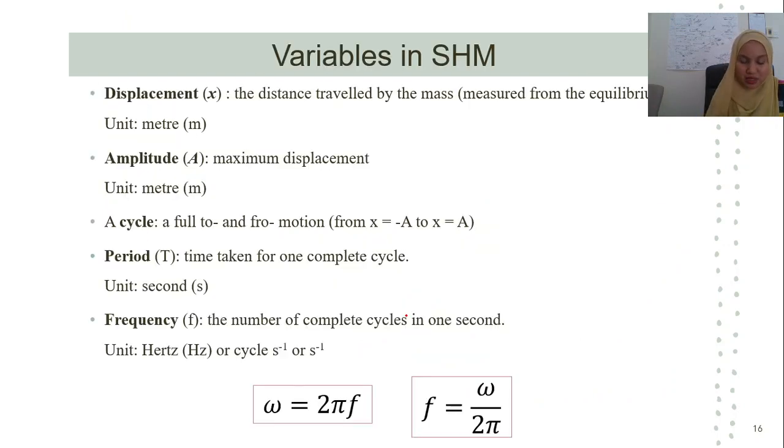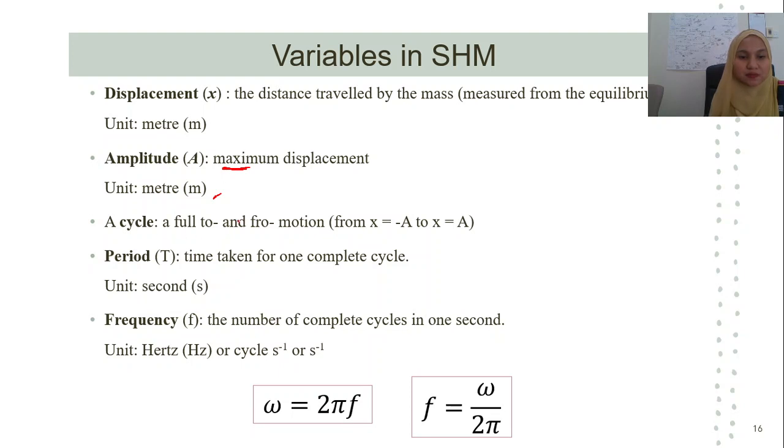All right. This is a summary of the variables in simple harmonic motion. Displacement is the distance traveled by the mass, measured from the equilibrium position. So the unit is meter. Amplitude is the maximum displacement, the maximum distance the mass on the spring moves. The unit is still meter. So the difference is the word maximum here.